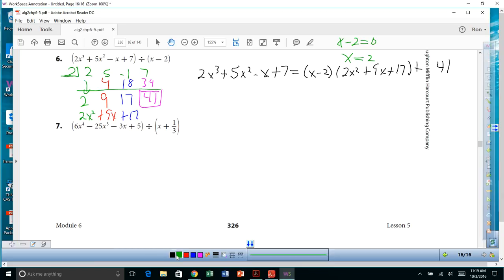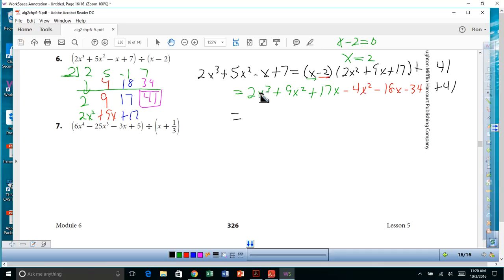So we need to do the multiplication. X times 2x squared is going to equal 2x cubed. X times 9x is going to be plus 9x squared. X times 17 will be plus 17x. Now let's do the minus 2 times 2x squared will be minus 4x squared. Negative 2 times 9x would be minus 18x. Negative 2 times 17 would be minus 34. And then don't forget about your plus 41, your remainder there.